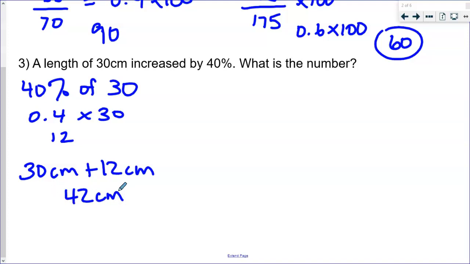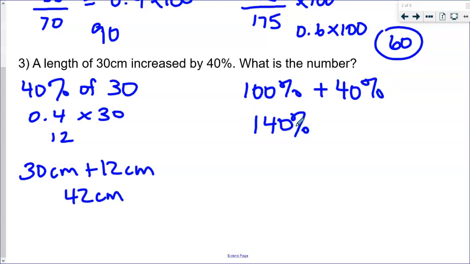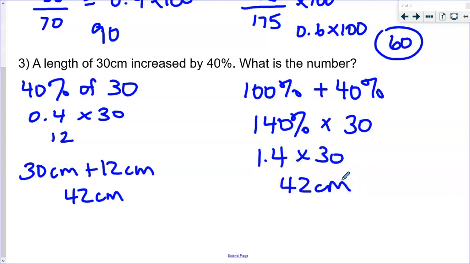All right. Now, another way of doing this is you can do the increase right away. So you can take 100% and add that 40% to give you a total of 140%. And then you can take that of 30. So times 30. Okay, and again, change it to a decimal, divide by 100. So 1.4 times 30 will give you 42 centimeters. All right, so you either add at the beginning here or add at the end with the numbers. So you can decide which one you like better and use that one in your work.